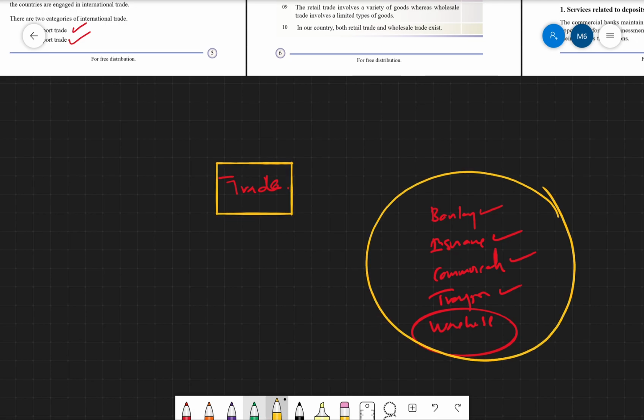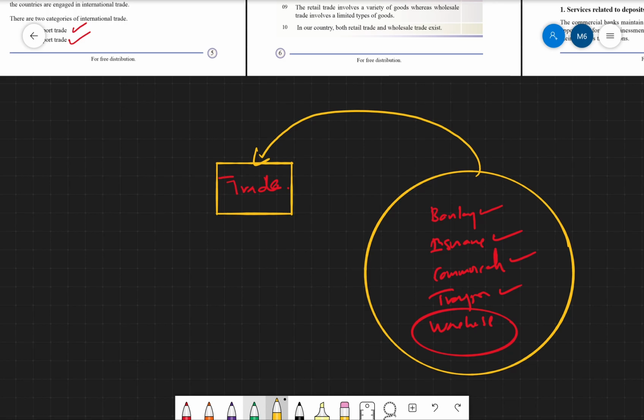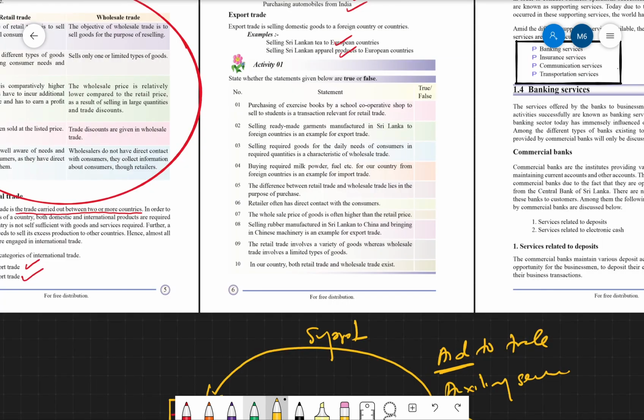Therefore these are the services that help trade. That's why they use the word supporting services. These services support trade. Supporting services are also known as aid to trade, aid meaning help, or auxiliary services. They are the services that help make trade efficient. I will discuss banking, insurance, communication and transport in the next episode.